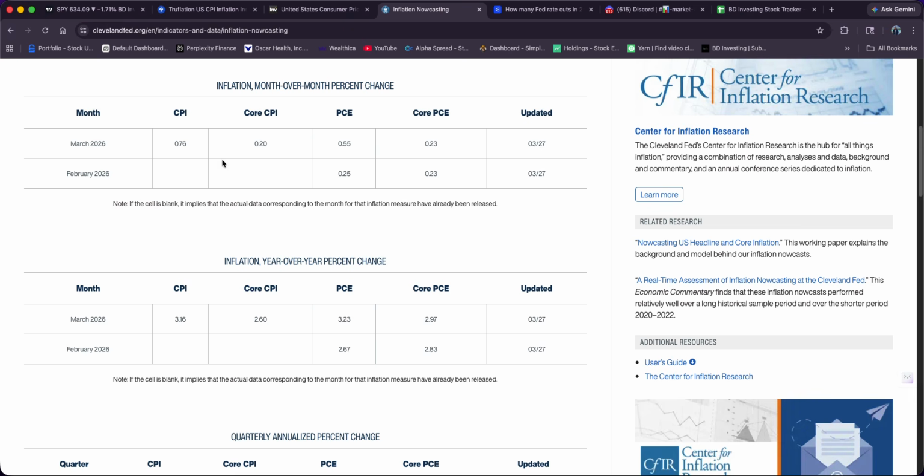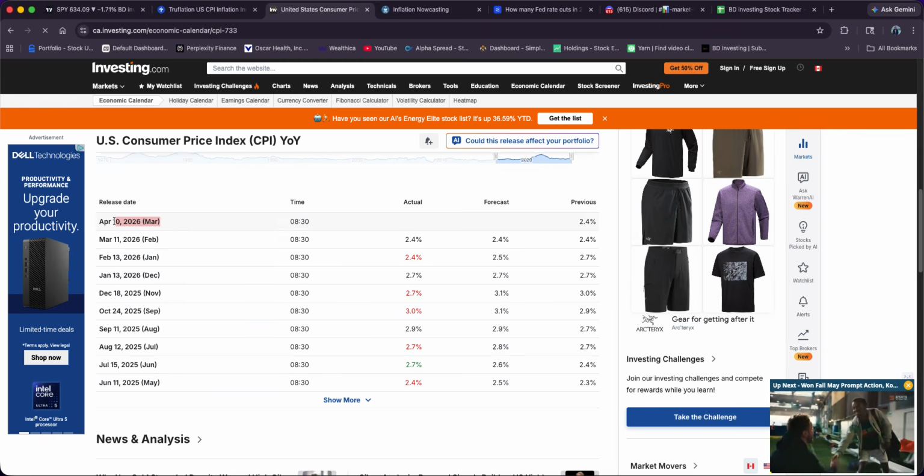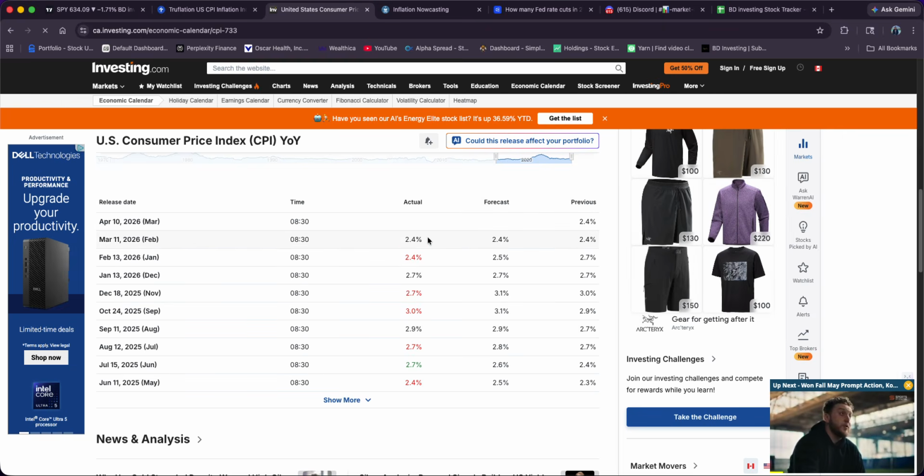Now back to inflation. The Cleveland Fed is actually predicting a 3.16% rise in inflation, and we get the inflation report about next week. Last month's inflation was 2.4%. We're going to see a jump all the way to 3.1% or 3%. That's almost a 0.6% increase in inflation, and that's kind of scary because that's going to make the chance of a rate cut almost zero.